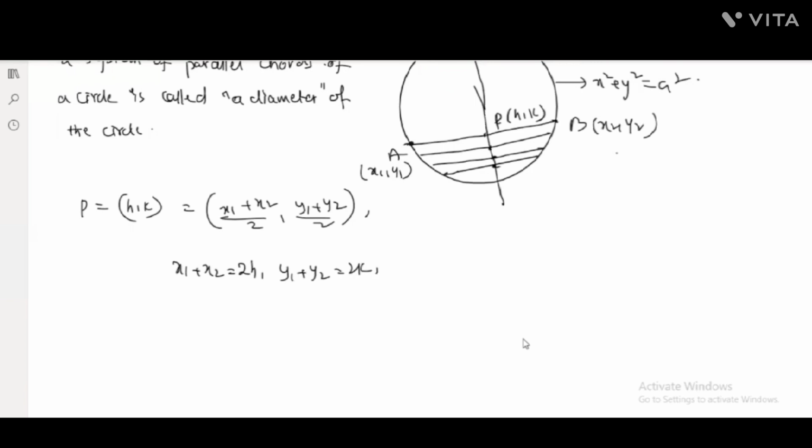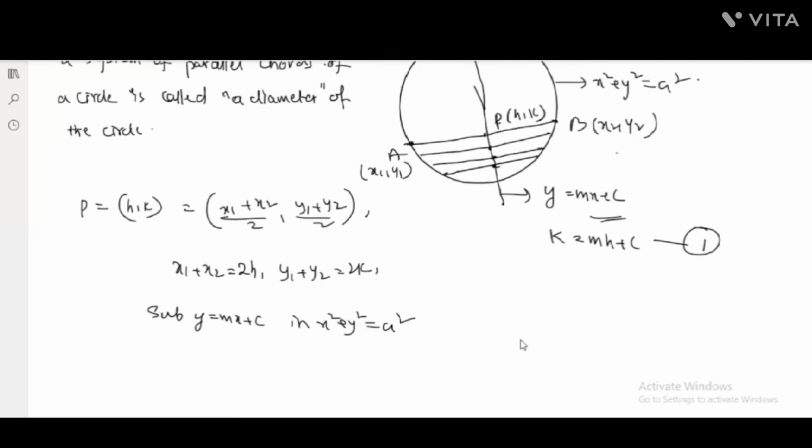So this point P(h, k) lies on the line y is equal to mx plus c. So we can substitute this, and you'll get k is equal to mh plus c, which is equation 1. Now substitute y is equal to mx plus c in the circle equation, because the line is intersecting the circle at two distinct places. In x square plus y square is equal to a square, I'll get a quadratic equation: x square plus (mx plus c) whole square is equal to a square.